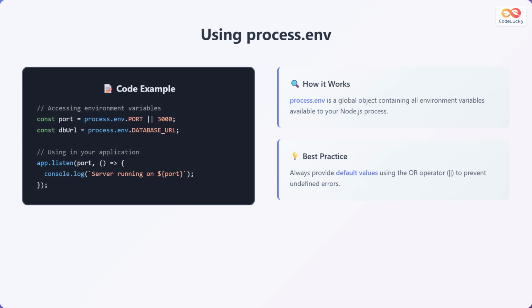Here's how to use process.env. First, accessing environment variables using const port = process.env.PORT || 3000, and const databaseUrl = process.env.DATABASE_URL. Now, using it in your application: app.listen(port, function with console.log(`Server running on ${port}`)). The process.env is a global object containing all environment variables available to your Node.js process. Always provide default values using the OR operator, which is two pipe symbols, to prevent undefined errors.